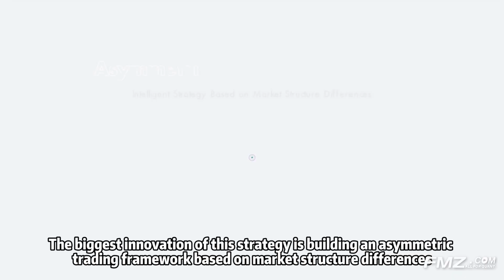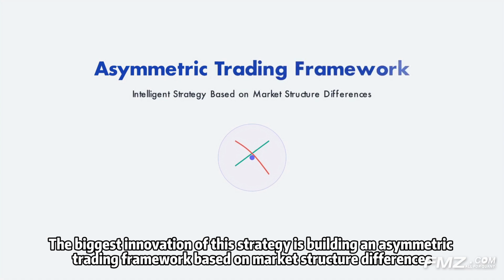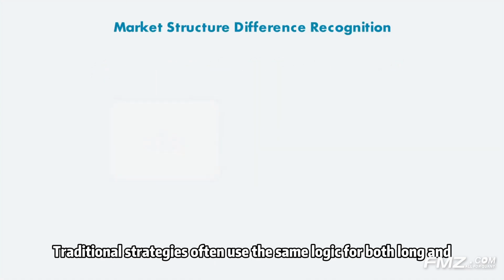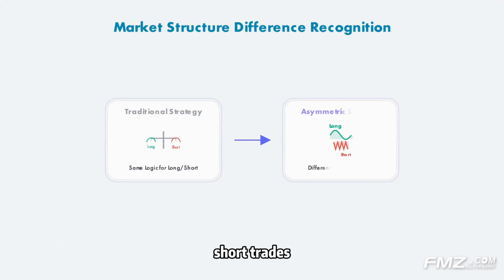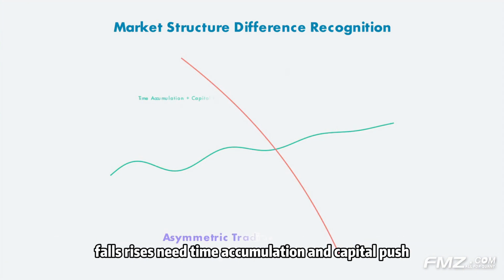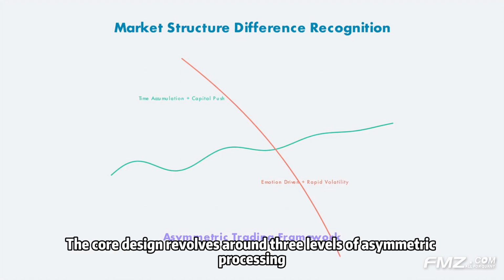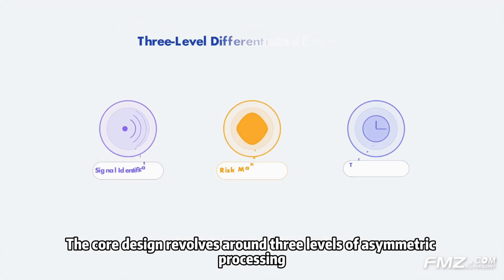The biggest innovation of this strategy is building an asymmetric trading framework based on market structure differences. Traditional strategies often use the same logic for both long and short trades, but this strategy deeply recognizes the fundamental difference between crypto market rises and falls. Rises need time accumulation and capital push, while falls are often emotion-driven and rapid. The core design revolves around 3 levels of asymmetric processing.